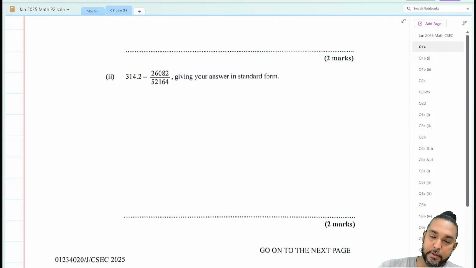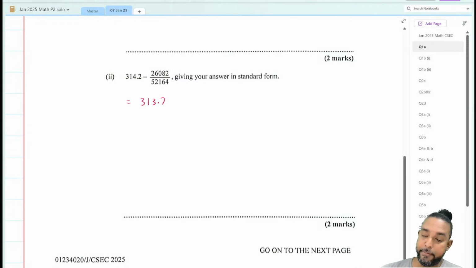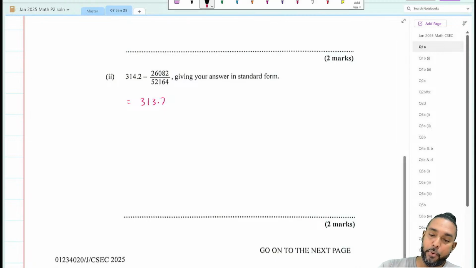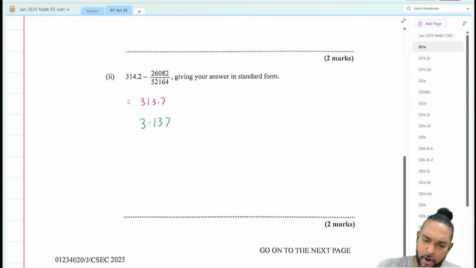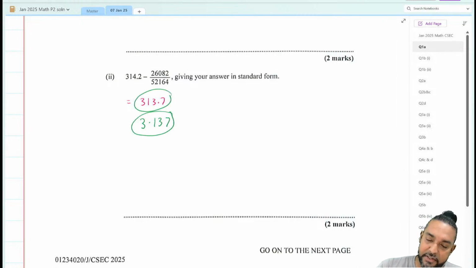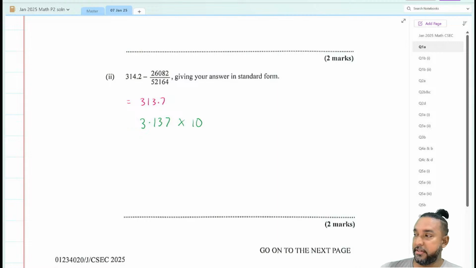313.7, right. So here, this would be equal to 313.7, but they want it in standard form. The protocol for standard form is that there must be one and only one digit to the left of the decimal point. But obviously 3.137 is not equal to 313.7. So you have to multiply by 10, and the 10 must be raised to the power that will move the decimal point, the requisite number of spaces, back to the correct position. So we need to move it 2 spaces to the right, so it's a positive 2.